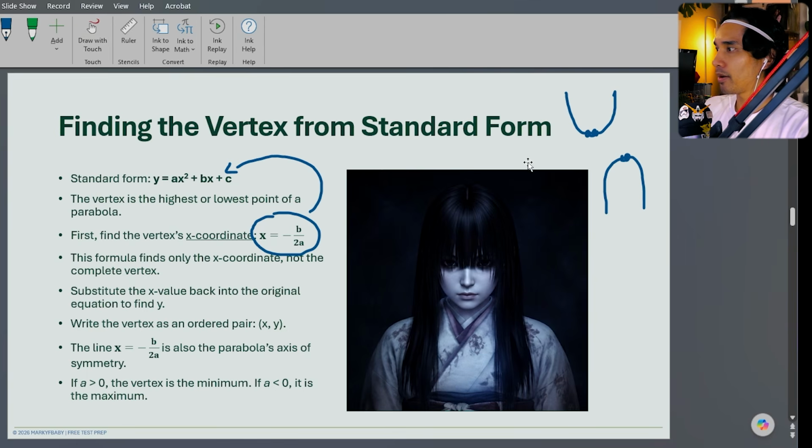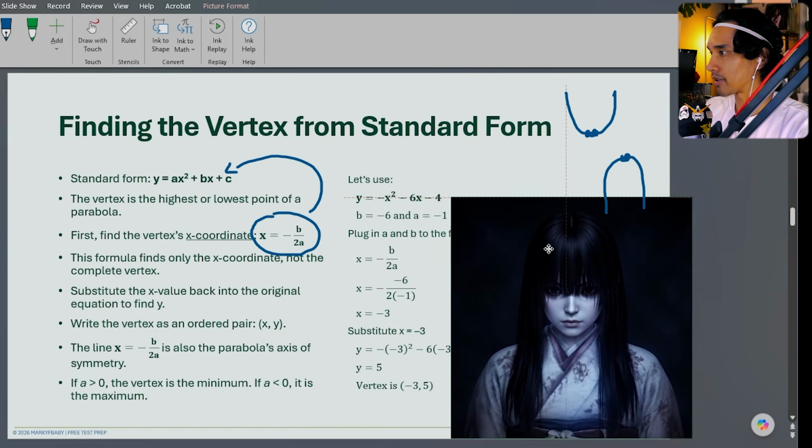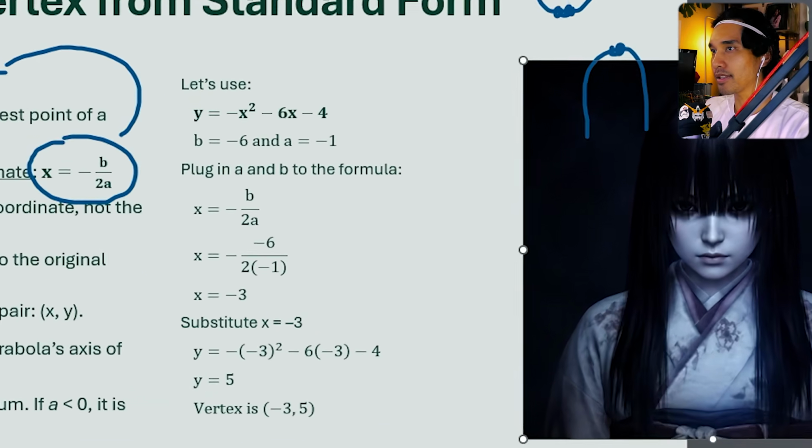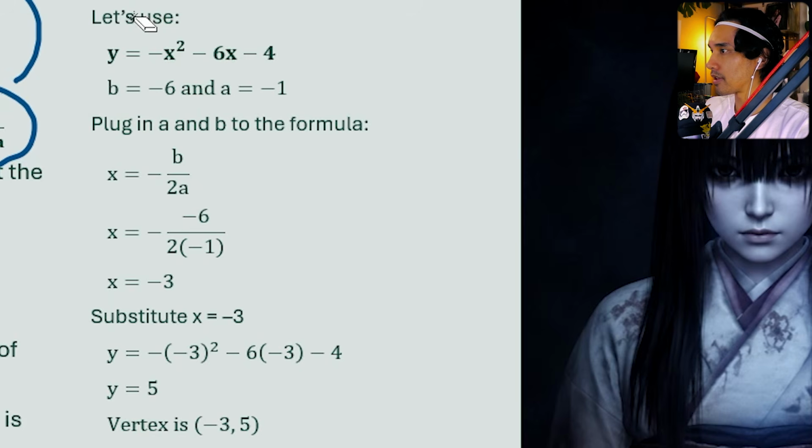Okay, now let's move the Fatal Frame thumbnail, the creepy girl, and let's go ahead and use this formula that I have here. y is equal to -x squared minus 6x minus 4. Now, in order to find the vertex, we must plug in -6 and -1 to x equals -b over 2a.